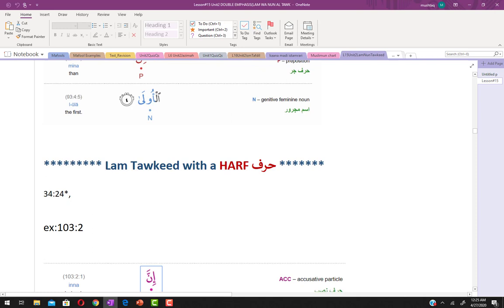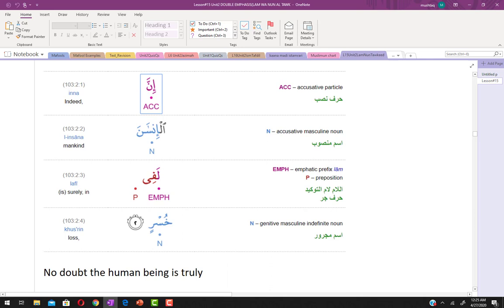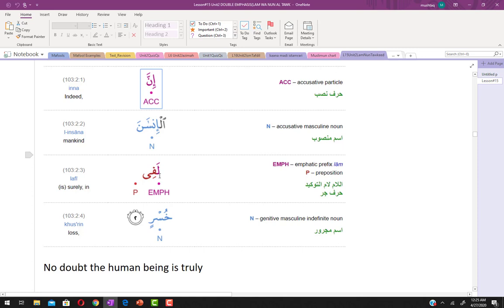Next example is lam al-tawqid with a harf. We have innal insana lafi khusr. So here we have innal insana. Lam al-tawqid comes with a huruful jar fi, lafi. Right? So how do you translate this? No doubt, indeed, mankind is surely in loss. So this is with the emphasis, lam al-tawqid.